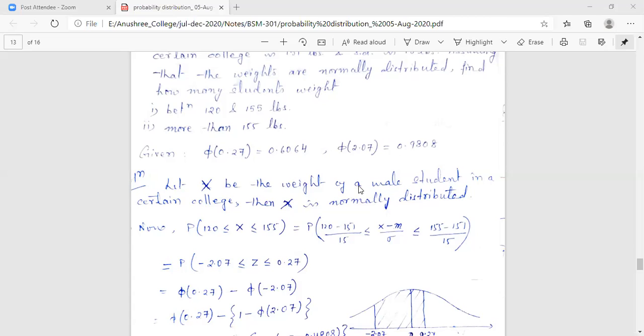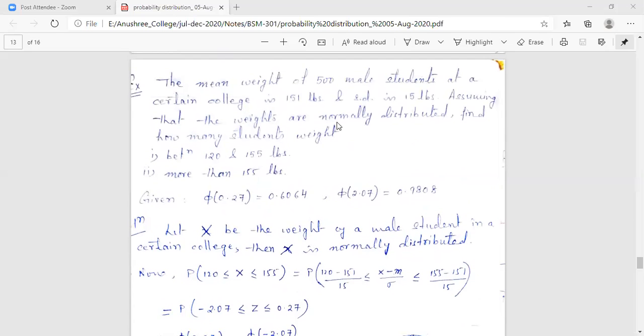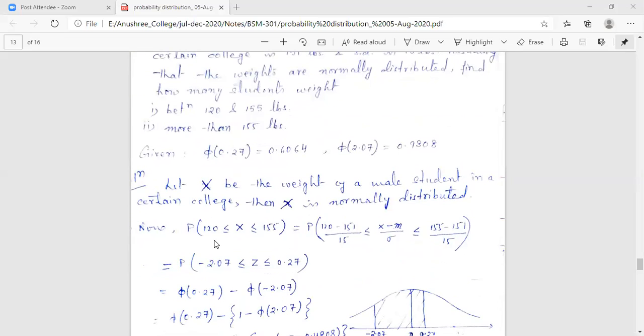And what is the transformation? As we have seen earlier also, the transformation is Z equals X minus m by sigma, where m is the mean and sigma is the standard deviation. So let us do that. We'll do the transformation throughout. What is m given to you over here? 151. And the standard deviation given to us is 15. So 120 minus 151 divided by 15, X minus 151 divided by 15, 155 minus m, that is 151, divided by 15.